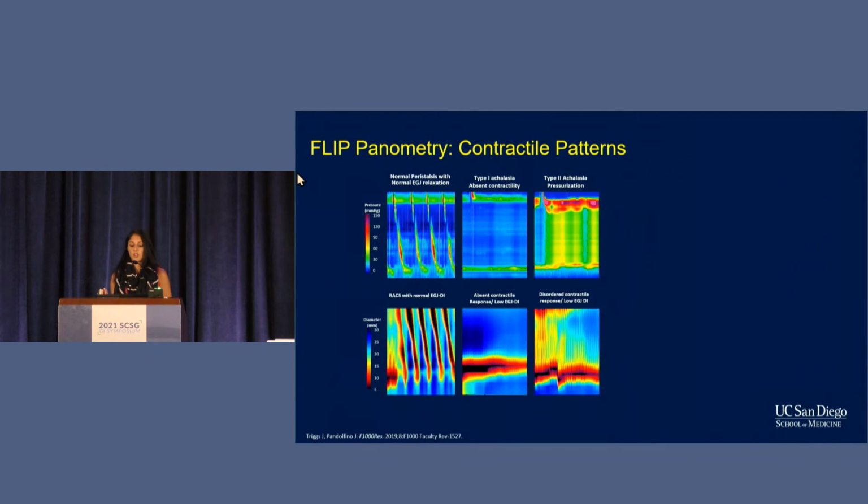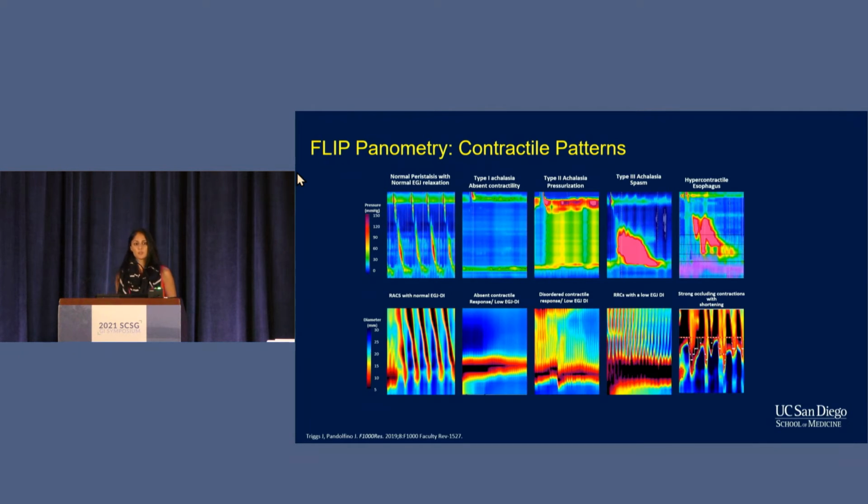There are some other interesting patterns that we see on FLIP too. So on this slide, the FLIP is on the bottom and manometry is on the top. So in patients that have achalasia, on FLIP, we'll often see absence of contractile activity, as you can see here. And you see again that distensibility index remains black and red, so it's not opening up. Sometimes in patients with type 2 achalasia, we'll see some disordered contractile activity. And then you can also appreciate some spastic reactive patterns.